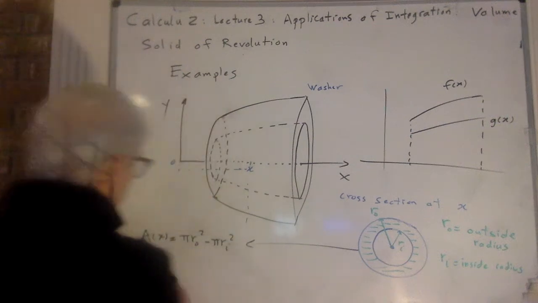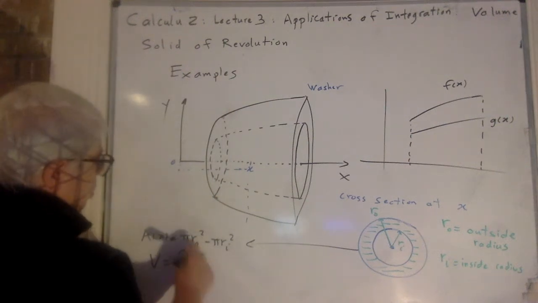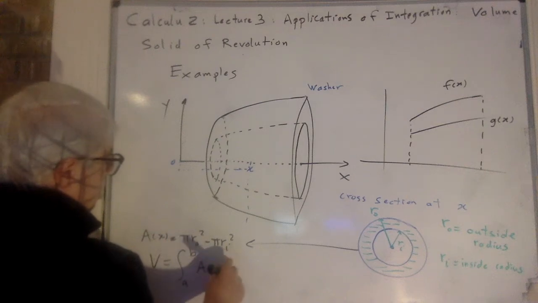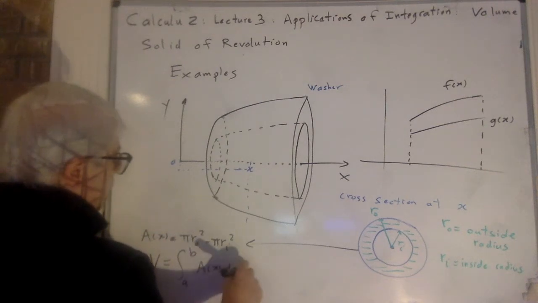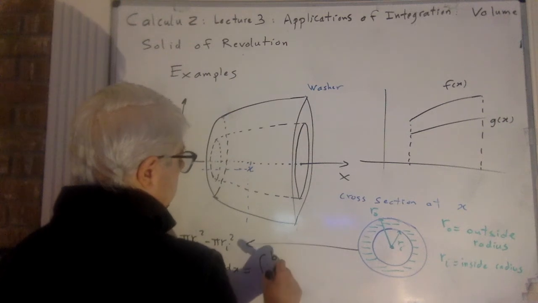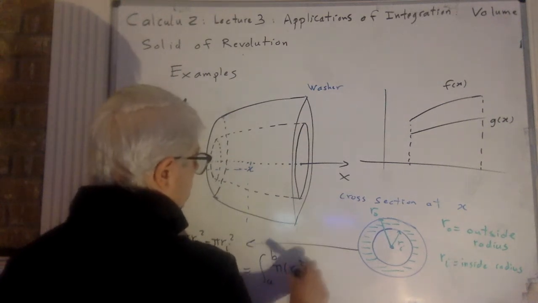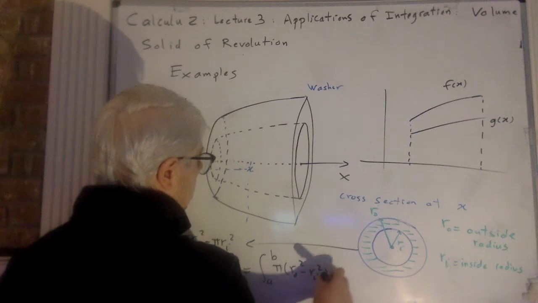So volume, which is the integral from, say, a to b, whatever that is, of A(x) dx, will be the integral from a to b of pi times Ro squared minus Ri squared dx.